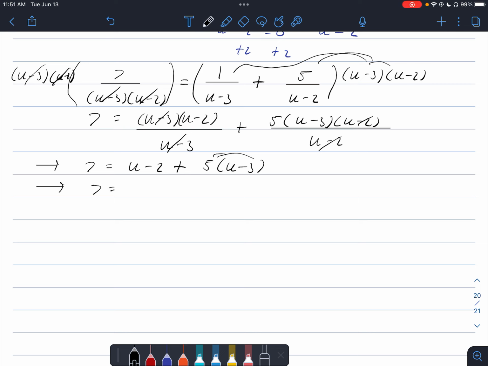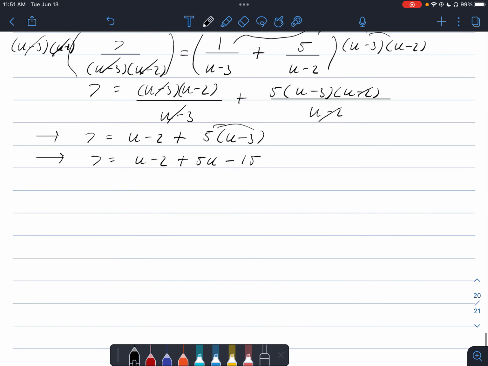And we'll get that 7 is equal to u minus 2 plus 5u minus 15. Combining like terms, we have u and we have 5u, so that'd be 6u. And then we have negative 2 and negative 15, so that's minus 17.